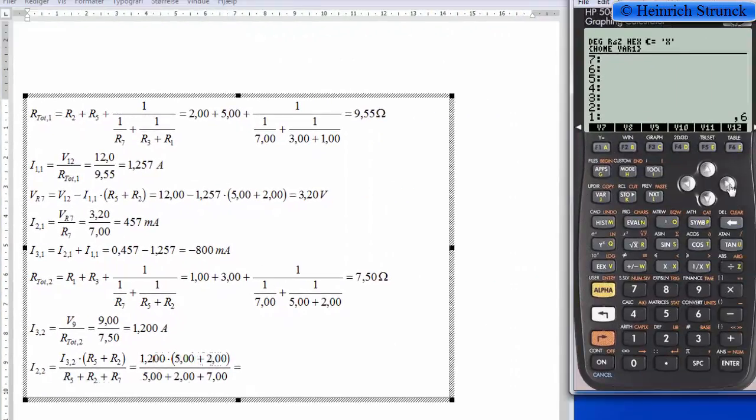And we have to calculate, it was number 7 multiplied by 5 plus 2 and divided by 5 plus 2 plus 7, and we get 0.6 amp or 600 milliamp.